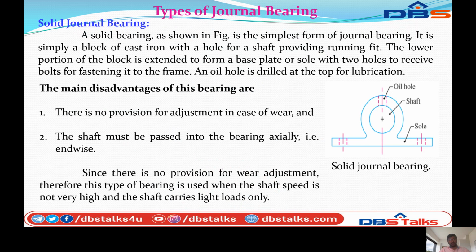The first one is the solid journal bearing. A solid journal bearing, as shown in the figure, is the simplest form of the journal bearing. It is simply a block of cast iron with a hole for a shaft providing a running fit. The lower portion of the block is extended to form a base plate or sole with two holes to receive bolts for fastening into the frame. An oil hole is drilled at the top for lubrication.